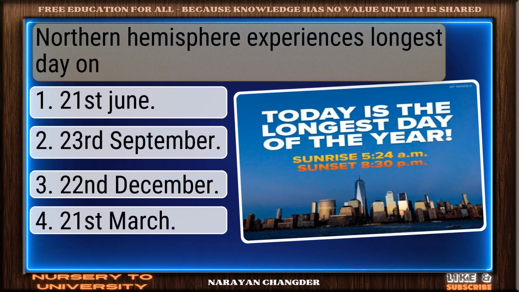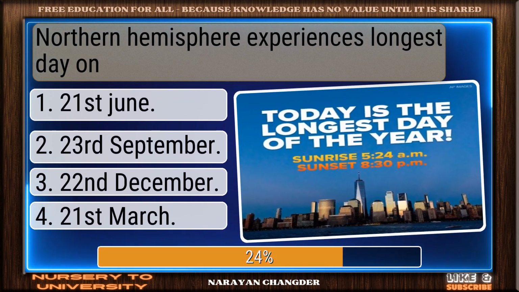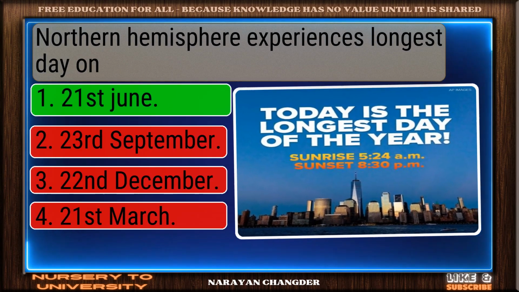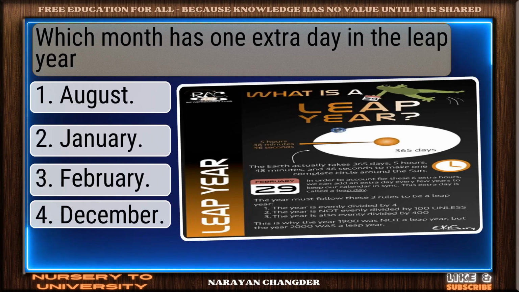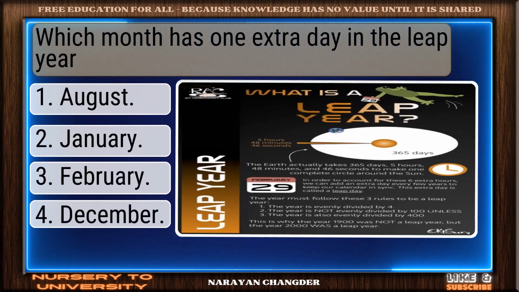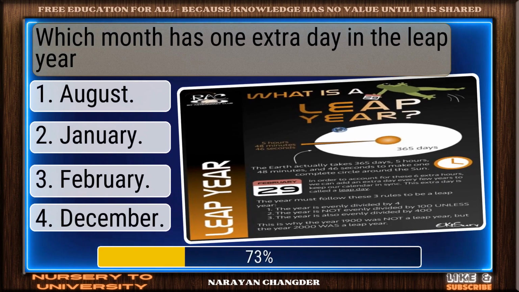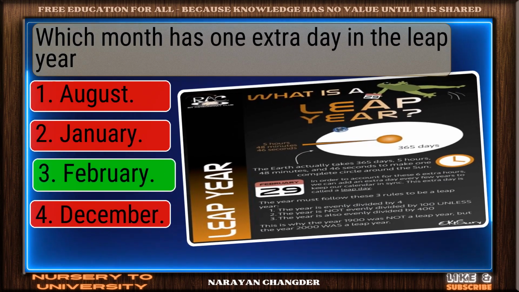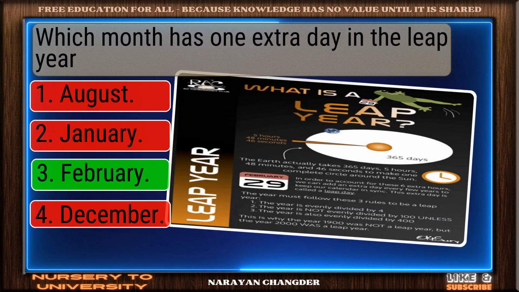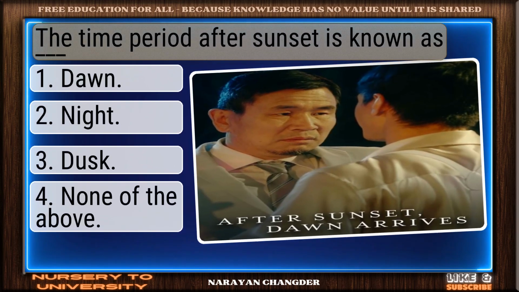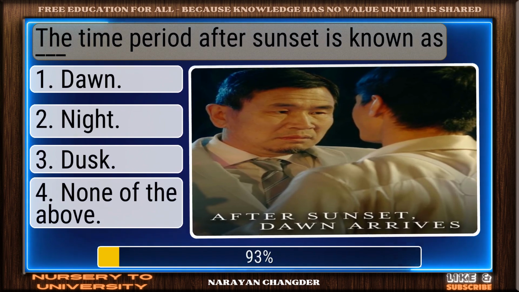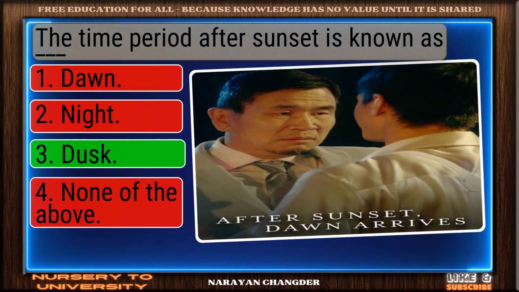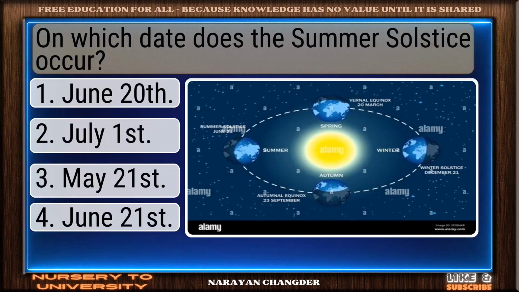Northern Hemisphere experiences the longest day on... You got it. Your choice, 21st June, is right. Which month has one extra day in the leap year? Nice work. You chose February, and it is correct. The time period after sunset is known as dash. Excellent choice. Dusk is the right answer.